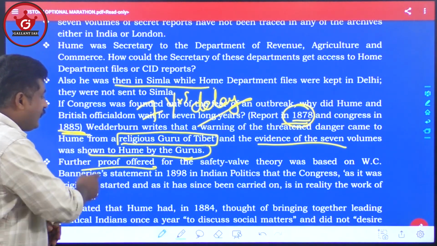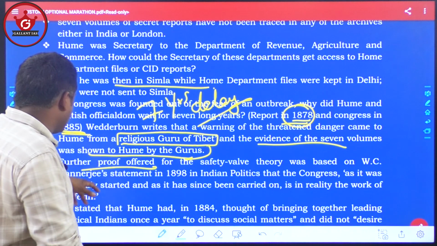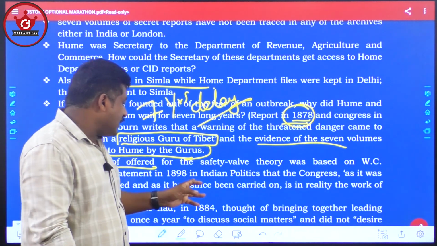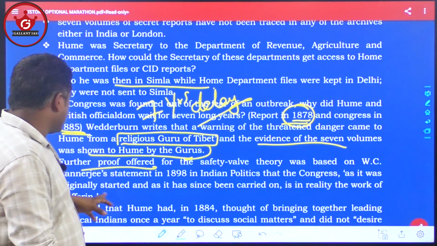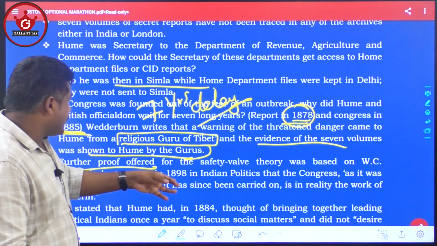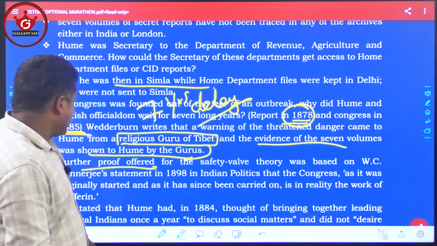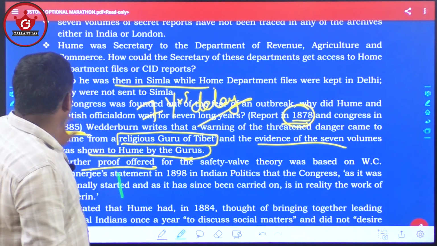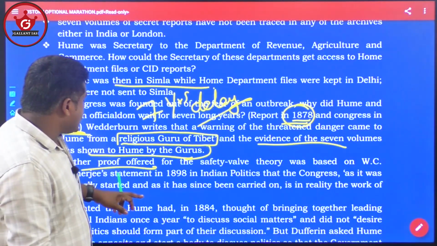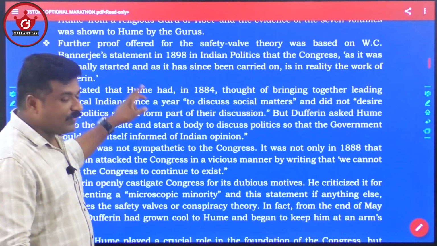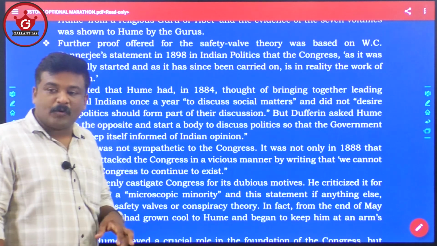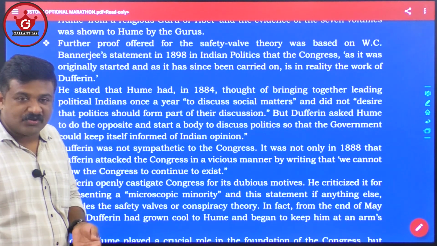Then the proof offered for the safety valve theory was based on W.C. Banerjee's statement, in 1898 in Indian Politics, that Congress, as it was originally started and as it has since been carried on, is in reality the work of Dufferin. Here it says that it is not actually A.O. Hume, it is actually Dufferin who proposed the INC as a political organization.